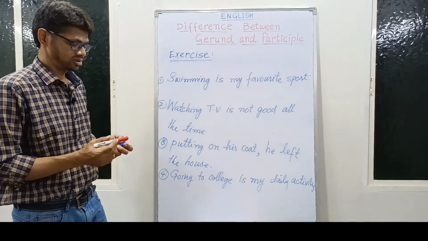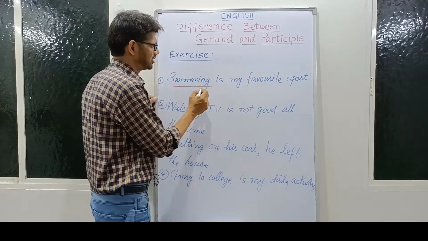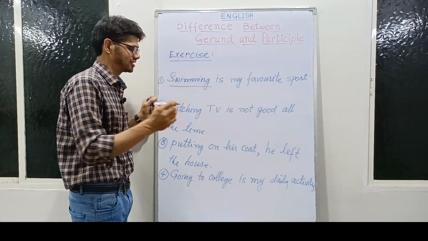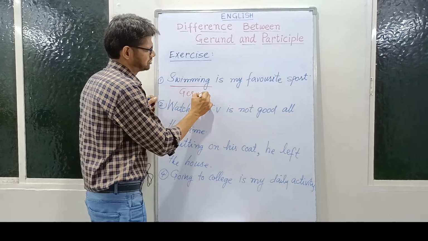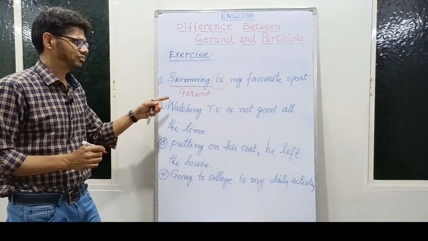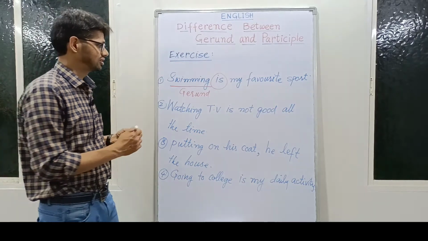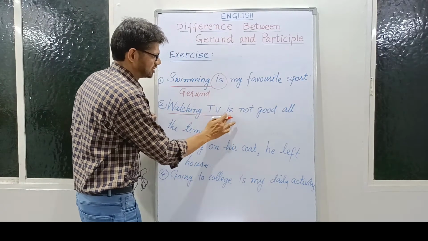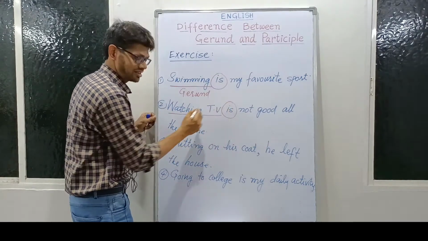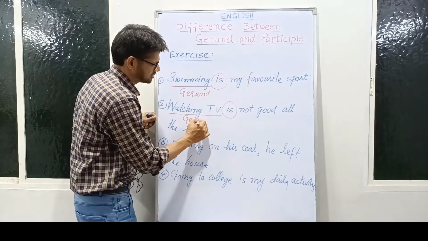Swimming is my favorite sport. What is this? Swimming is: gerund or present participle? What is your answer? Yes, it is a gerund, because here we have is. Easily we can understand that swimming is my favorite. So this is a gerund. Watching TV is not good all the time. So here watching TV is, again you can understand that it is a gerund, not a present participle.